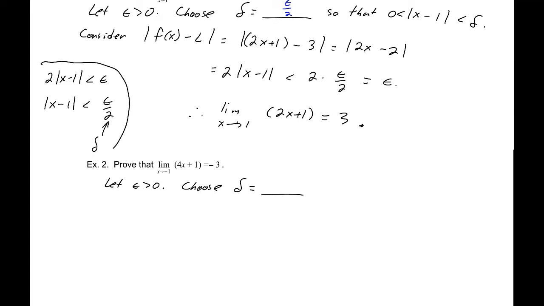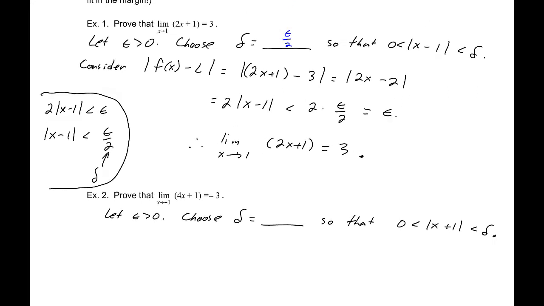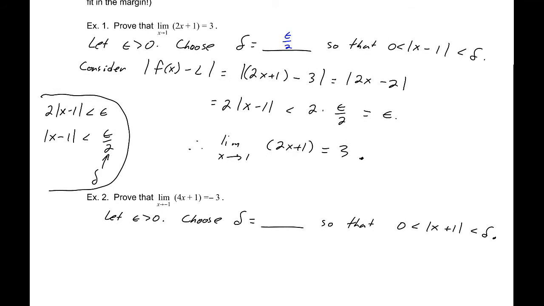Speaking of which, I don't want that in my proof. All right, we want to choose delta so that the absolute value of x plus 1 is less than delta. Why plus 1? Because our limit is -1. Okay, so it's the opposite there, just like it was earlier. Our limit was as x approaches 1, so we used x minus 1.